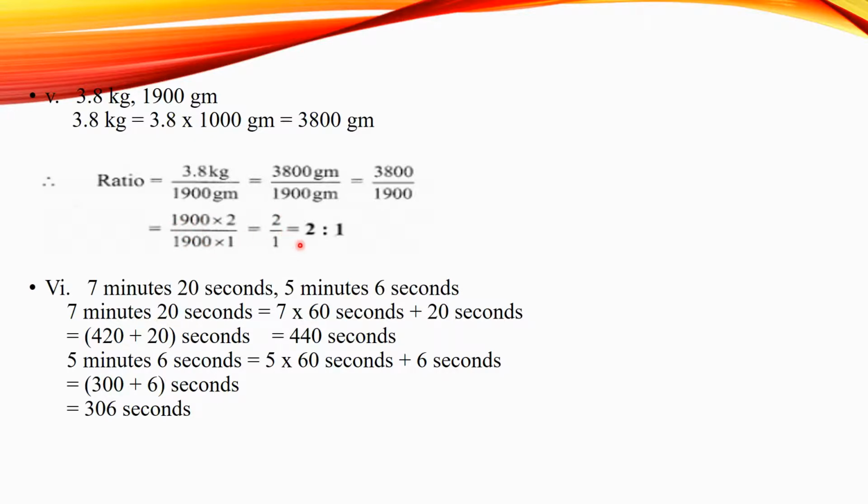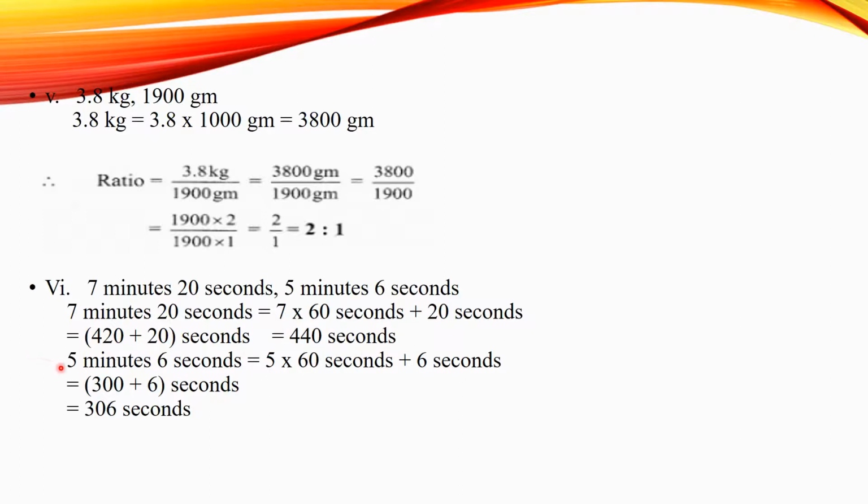So cancelling 1900 from numerator and denominator, we get 2 upon 1. The ratio becomes 2:1. Now question number 6. 7 minutes 20 seconds, 5 minutes 6 seconds. So 7 minutes 20 seconds, we can convert into seconds as 1 minute is equal to 60 seconds. So 7 multiplied by 60 seconds plus 20 seconds. So that will be equal to 420 plus 20 seconds, so that is equal to 440 seconds.